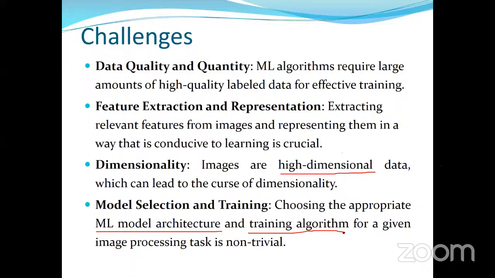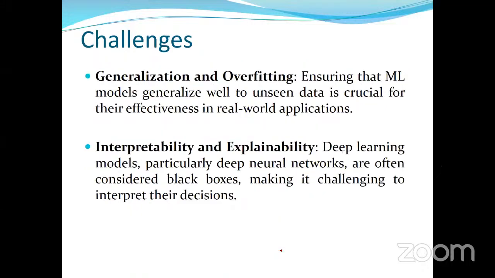So the task is non-trivial. There is no trivial algorithm. So this is for these images, this is for real-time images, this is for natural images, this is for satellite images. We don't have any trivial algorithm or trivial ML model. This is one of the biggest challenges we are facing. And overfitting, again, is a problem. And interpretability and explainability of neural networks. These are black boxes, not transparent. So the decision making, the interpretation becomes a problem. It's a challenge again.